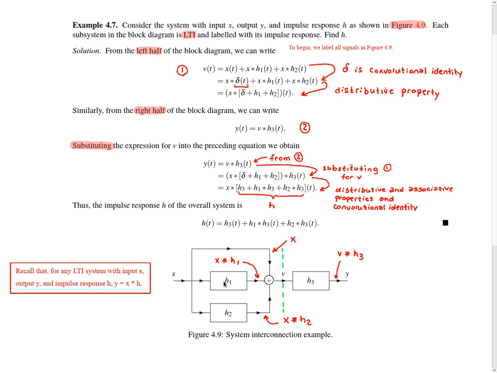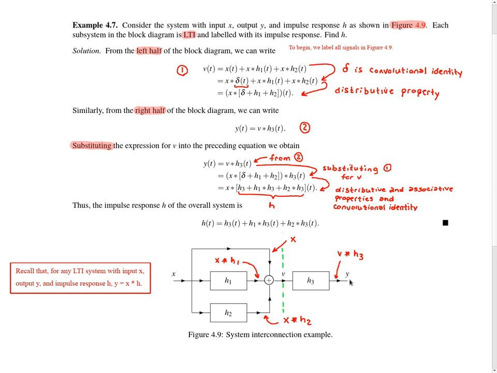So this block here is an LTI system with impulse response h1. This block here is another LTI system with impulse response h2. And lastly, this block here is another LTI system with impulse response h3. And what we're asked to do is to find the impulse response of this overall system. In other words, the system with input x and output y.